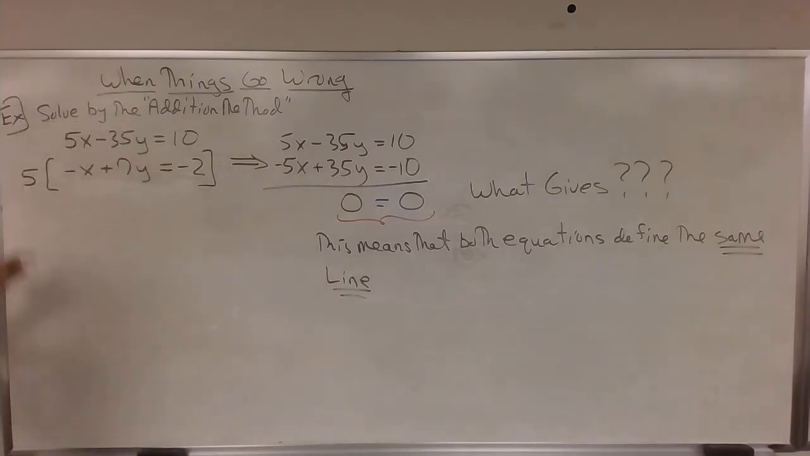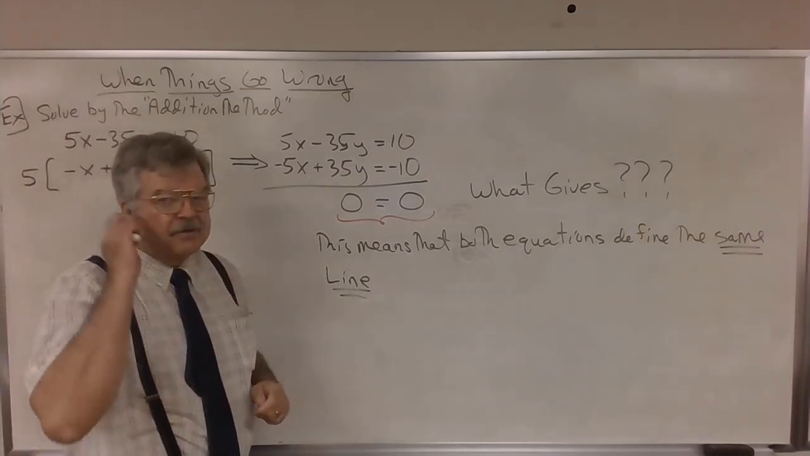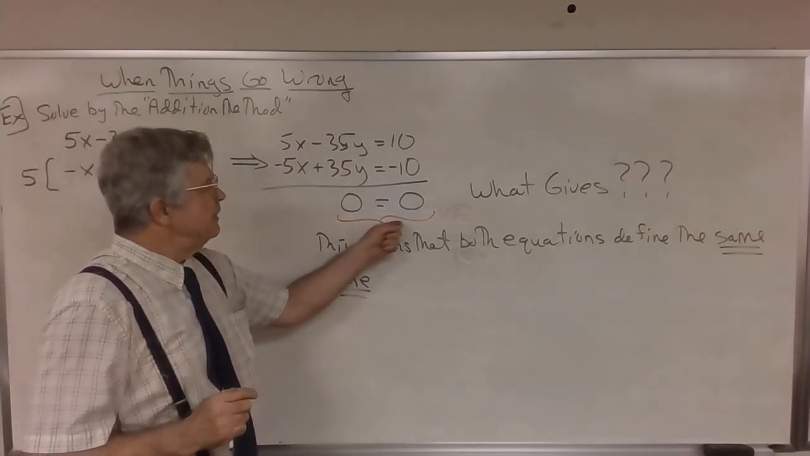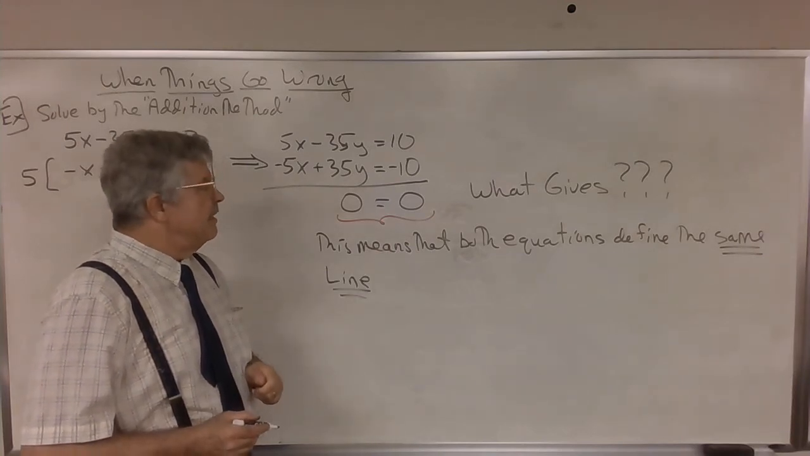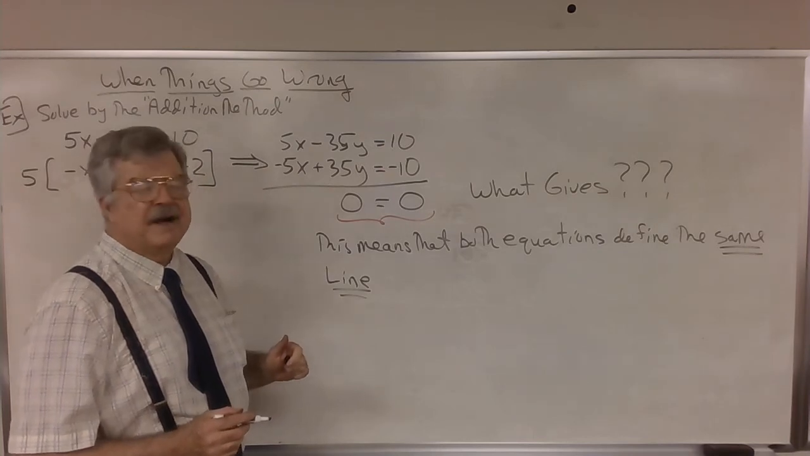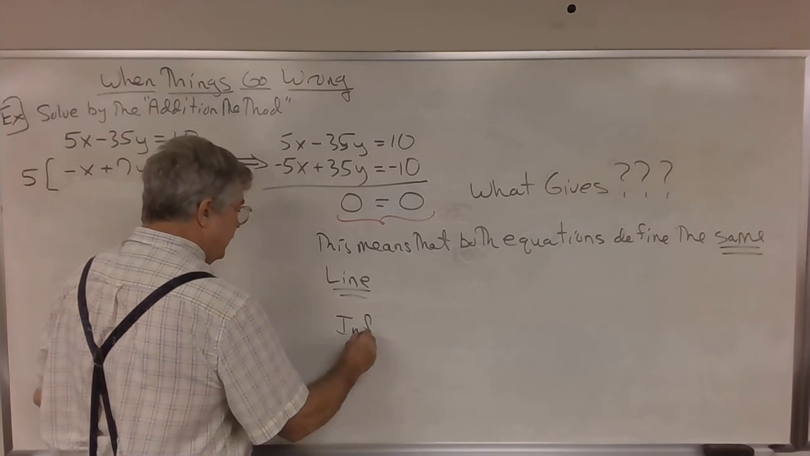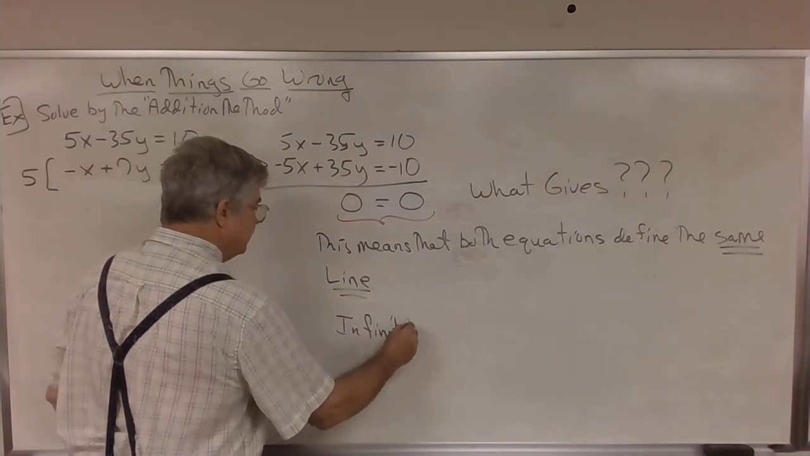What would have happened if I had multiplied by negative 5 here? I'd get 5x minus 35y equals 10. Oh, exactly what I have up here. So when we do the addition method or the substitution method and we get 0 equals 0, this is symptomatic of the fact that both equations define the same line. So really, we have infinitely many solutions.